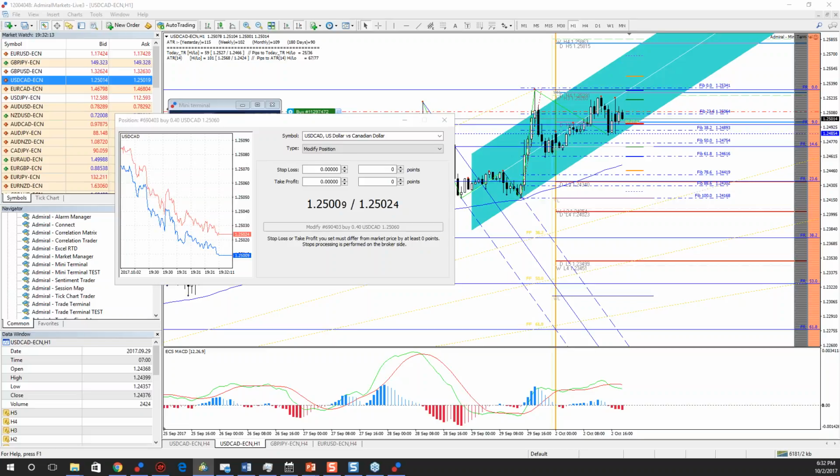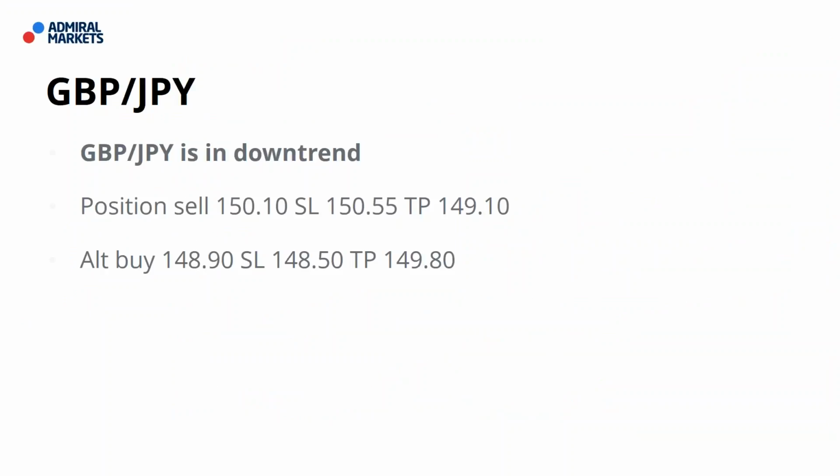Pound yen, the final trade that I will be showing you today. Downtrend on pound yen, sell position 150.10, 150.55 is top, 149.10 TP. Buy trade 148.90, stop loss 148.50, TP 149.80.